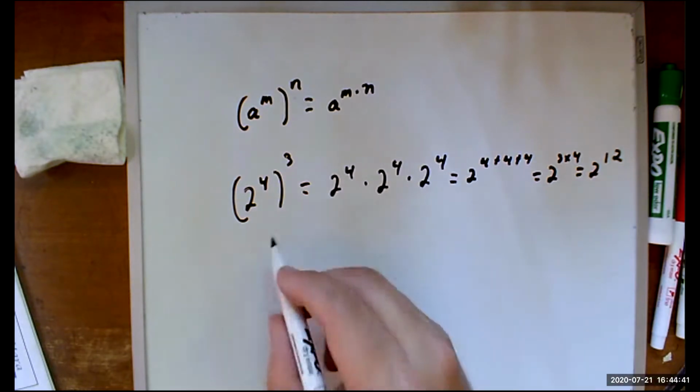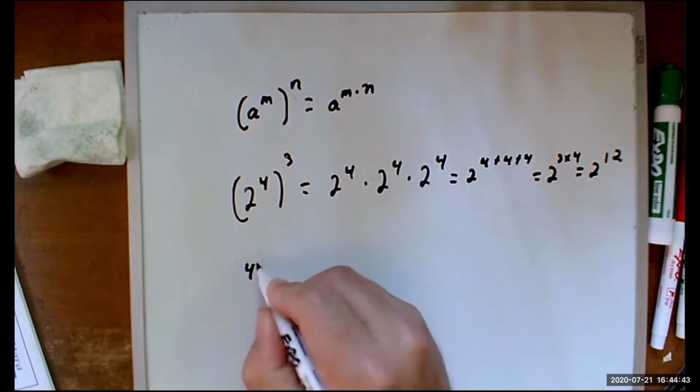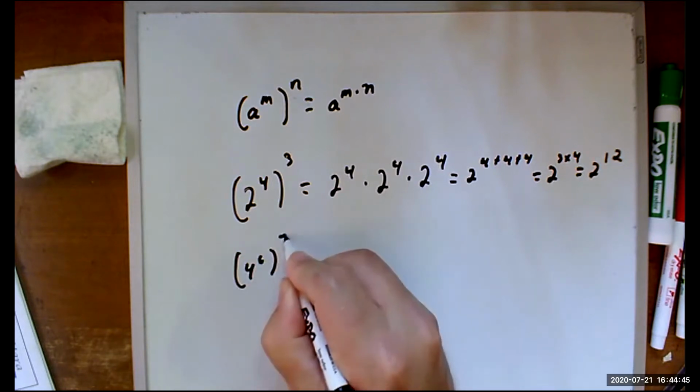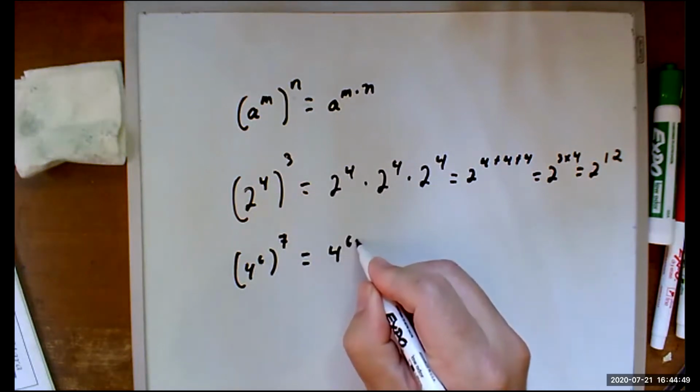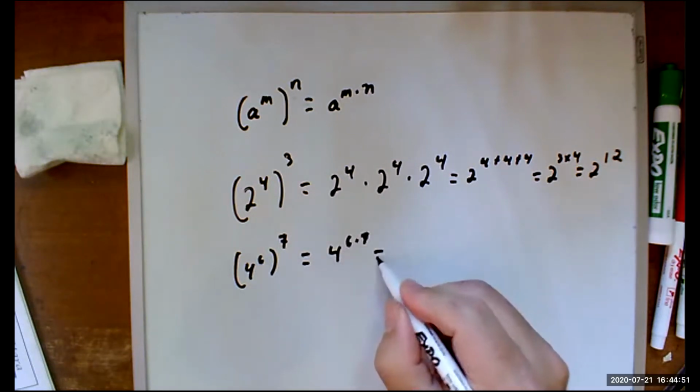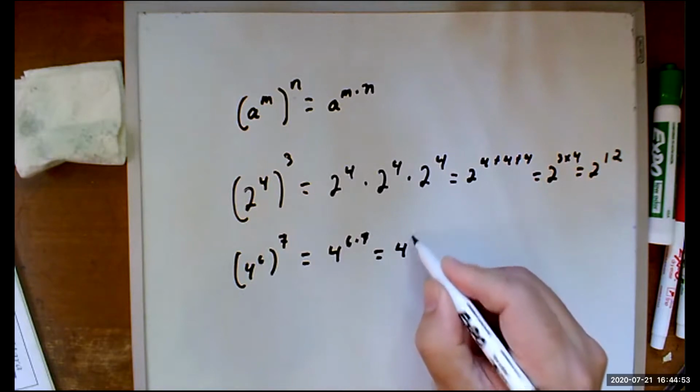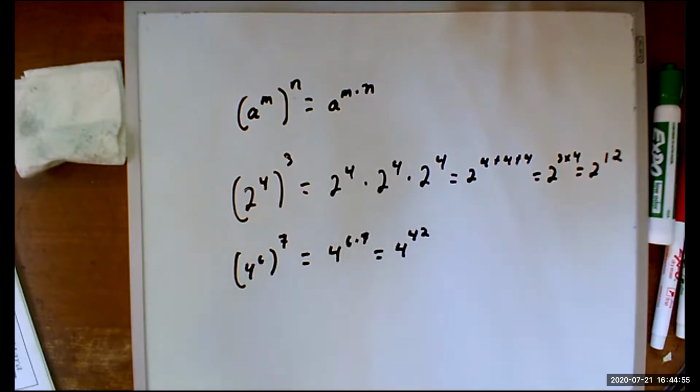So instead of having to write out all of those steps, if I had 4 to the power of 6 raised to the 7th power, that's just the same as saying 6 times 7 in terms of the powers, and I get 4 to the 42.